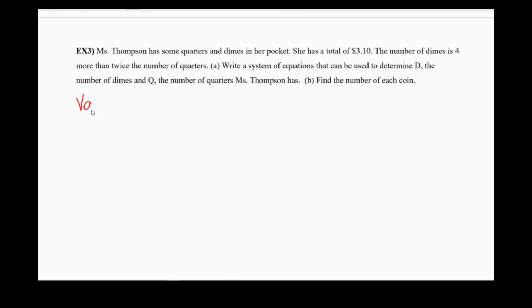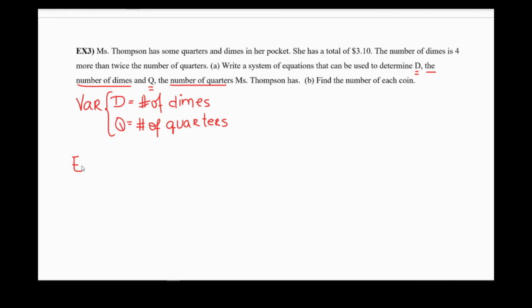Let's start by identifying the variables. And in this problem, I can identify that I have D, the number of dimes, and Q, the number of quarters. So we're going to write D is the number of dimes, Q is the number of quarters. Let's now identify the equations. So Ms. Thompson has some quarters and dimes in her pocket and has a total of $3.10.